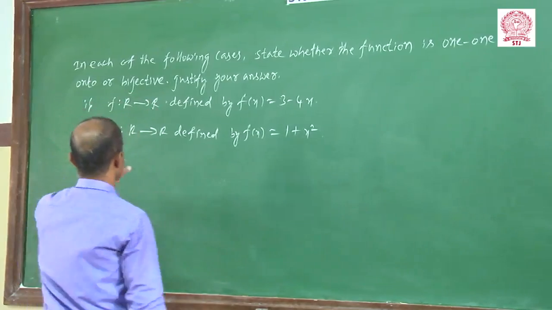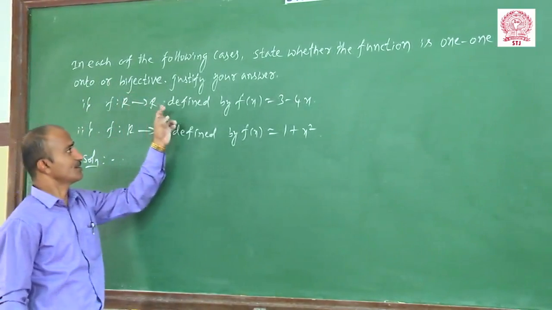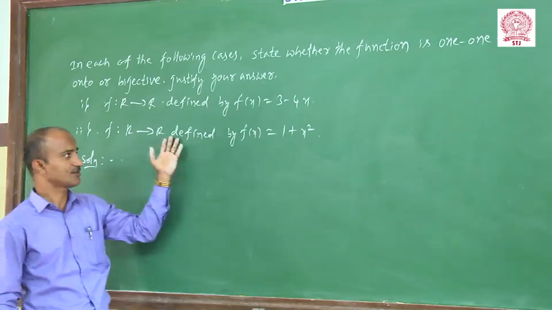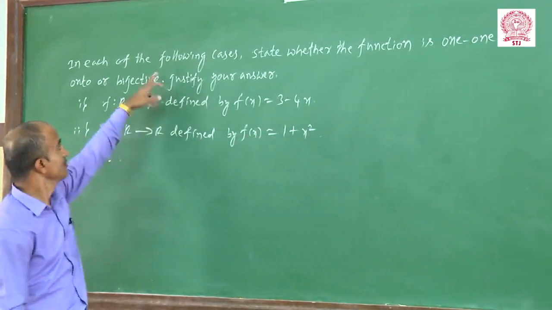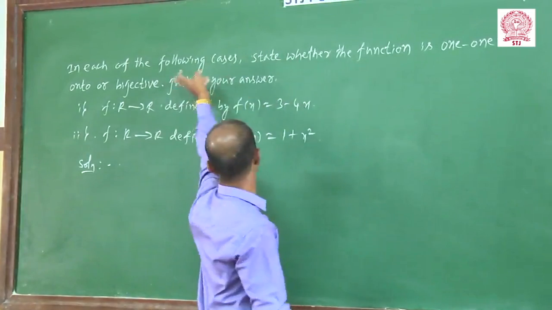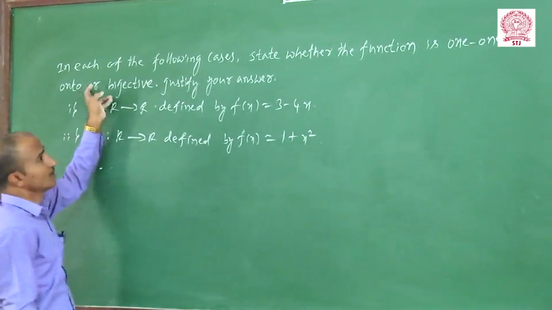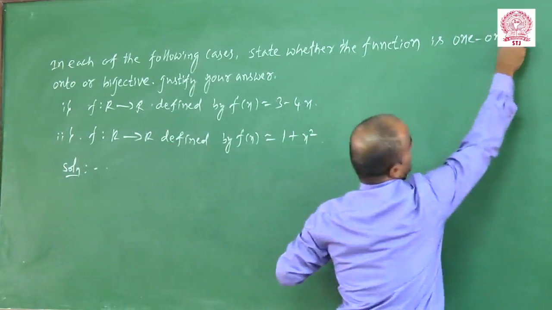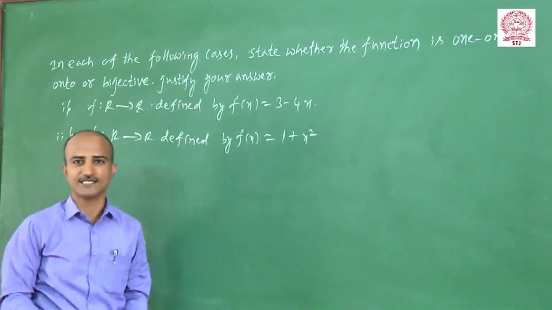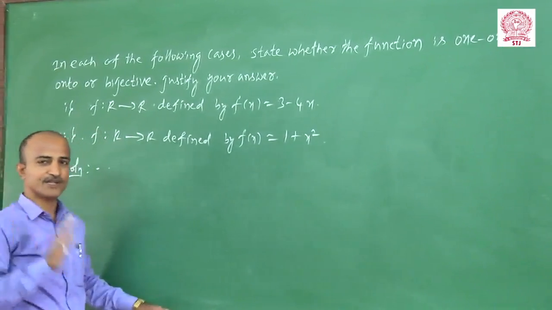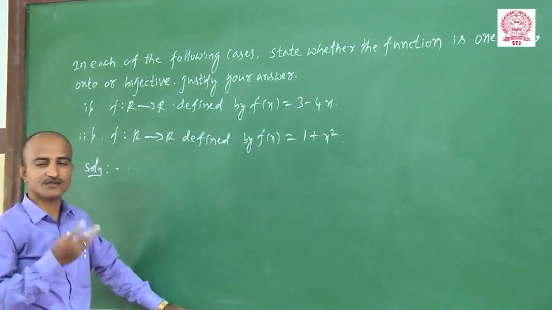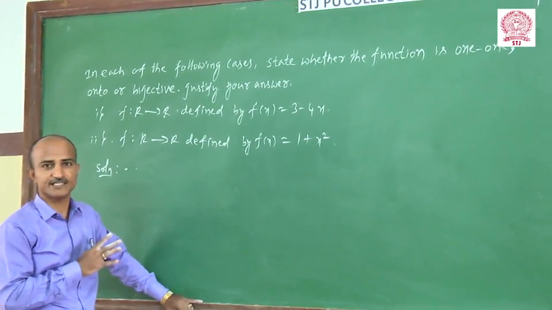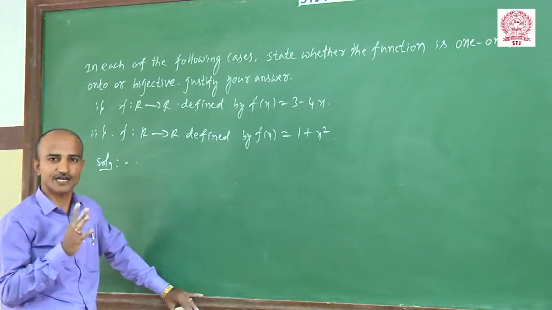They have given a condition here that f is a function from R to R defined by f of x equals 3 minus 4x, and in the second one f is a function from R to R defined by f of x equals 1 plus x square. We need to state whether the function is 1 to 1, onto or bijective. You are already familiar with the conditions of 1 to 1 and onto, or injectivity and surjectivity. We just check whether the defined function satisfies the conditions of 1 to 1 and onto.